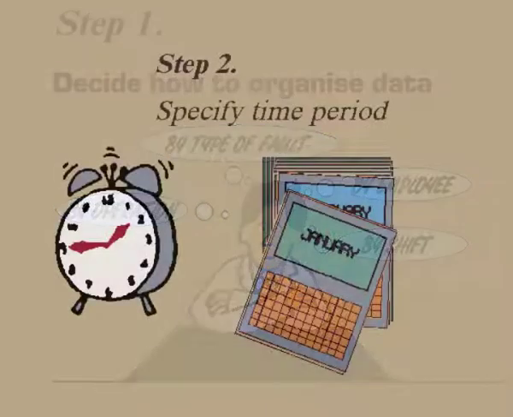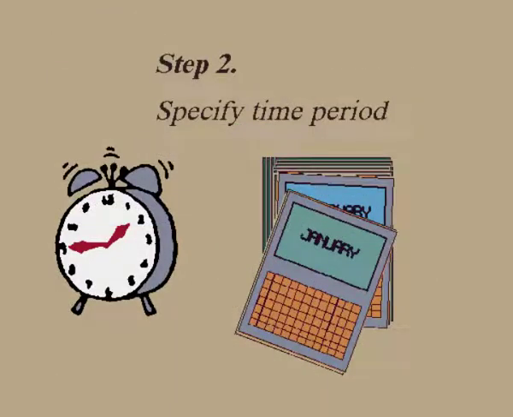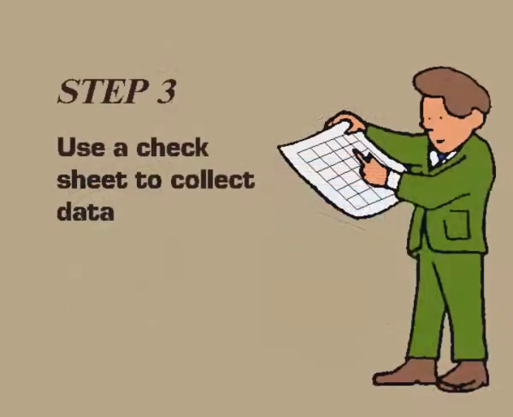The second step is to specify the time period in which you will collect data. High production items tend to furnish more data in a shorter time. Step 3 is to collect your data on a check sheet.